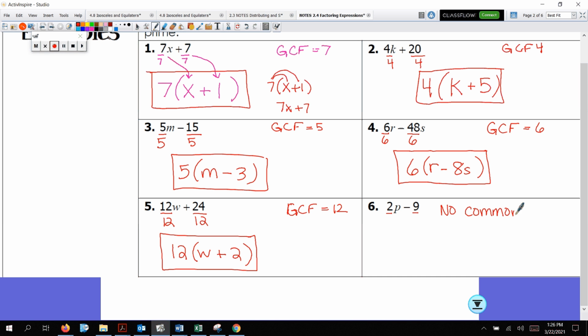other than 1, you write that this is prime. That means it does not simplify, okay? So, you know, you could divide by 1, but that's not going to change anything, right? It would still be 2p minus 9. So prime is when you have no common factors.